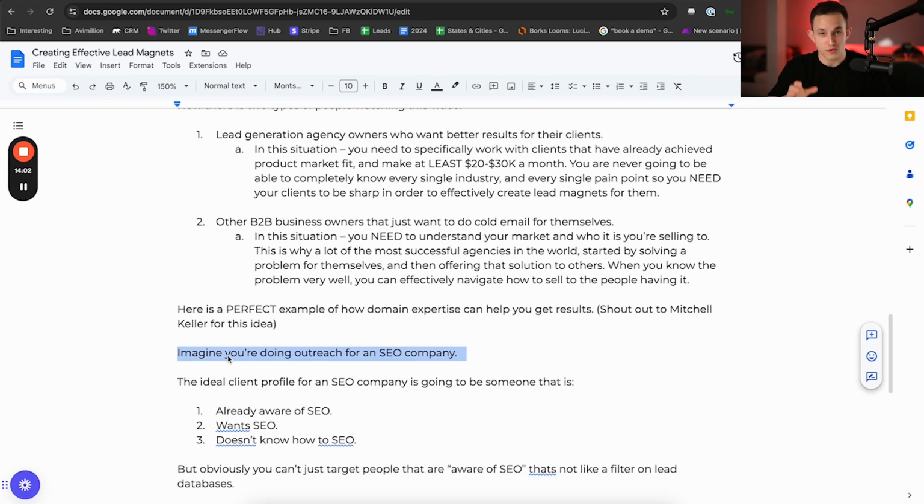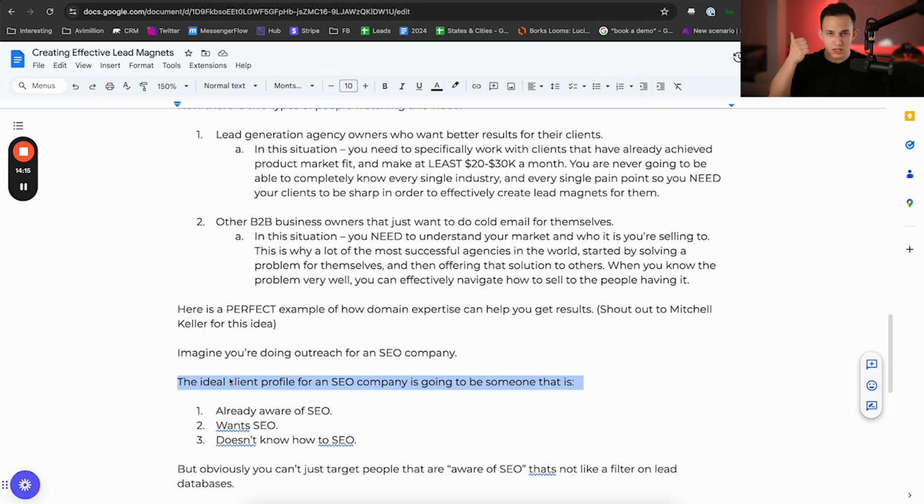Now, imagine you're doing outreach for an SEO company, meaning this is an agency who offers SEO services to other companies. Okay. Now, the ideal client profile for an SEO company is going to be someone that is already aware of SEO. They already know what it is. They already understand its importance. They already know how that works. They want SEO, meaning they are actively looking to get better organic results. And they do not know how to do SEO. Okay. Meaning they know about it, they want it, but they're not doing it.